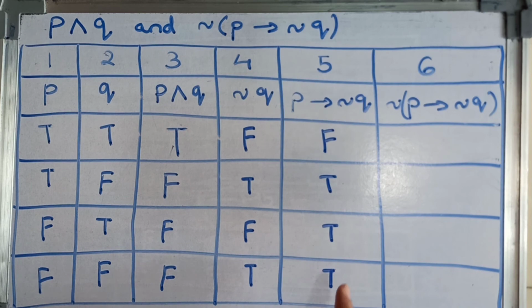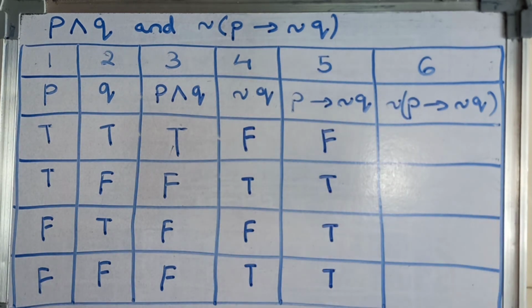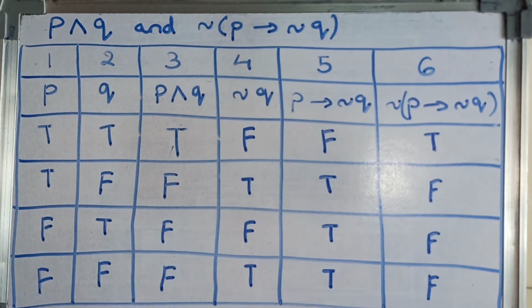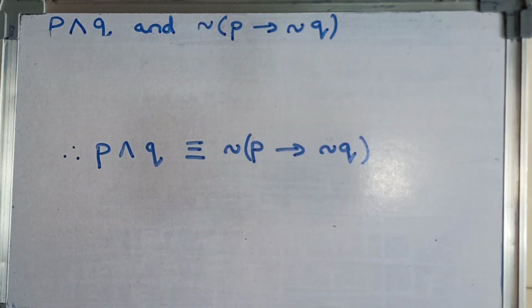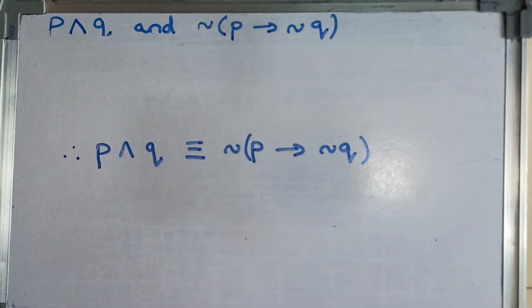Now we have the negation of the fifth column, so the truth values will be just opposite, that is T, F, F, F. From the truth table that we have constructed, we can see that the truth values in the third and the sixth column are identical. So we can say that these two statements are logically equivalent. We write it this way: P and Q is equivalent to negation of P implies negation Q.